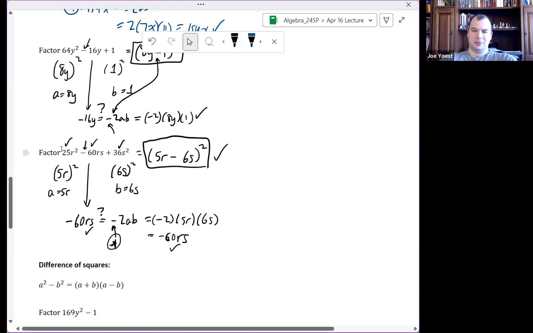And I don't think I mentioned it, but there was no greatest common factor to factor out at the beginning either. 25 is 5 squared. 36 is 6 squared. No common factors there.